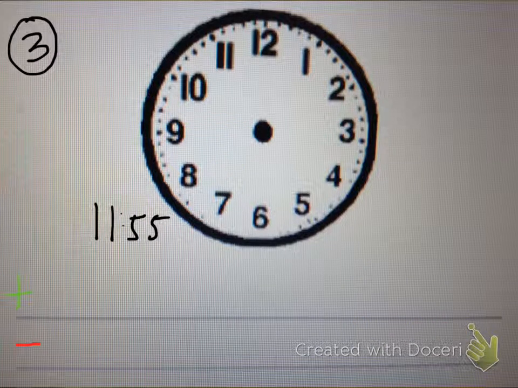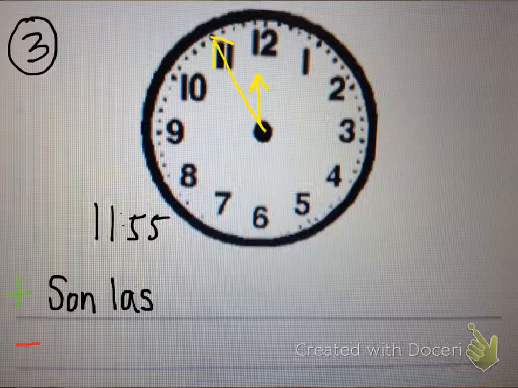Okay, our next example is going to be 11:55. Remember, if it's 11:55, our hour hand is getting very close to the 12. It's almost on it. Okay, see if you can write this one for 11:55 before I do. Okay, I'm going to start. Here we go. Son las 11:55.